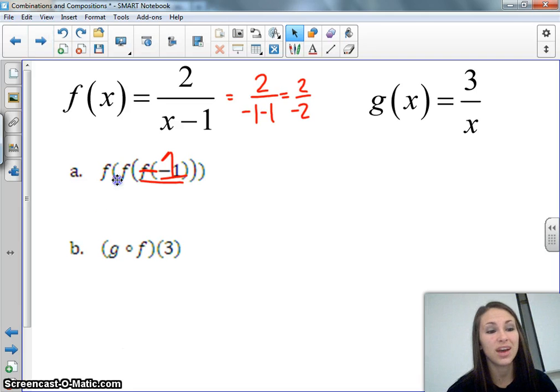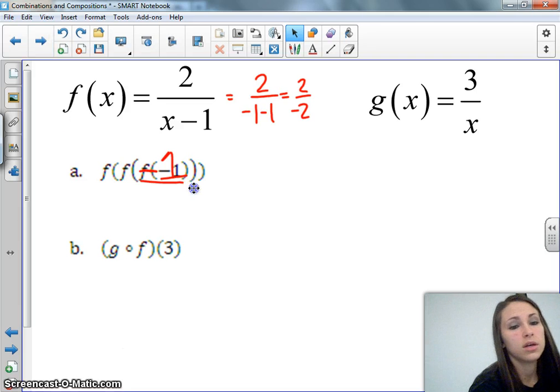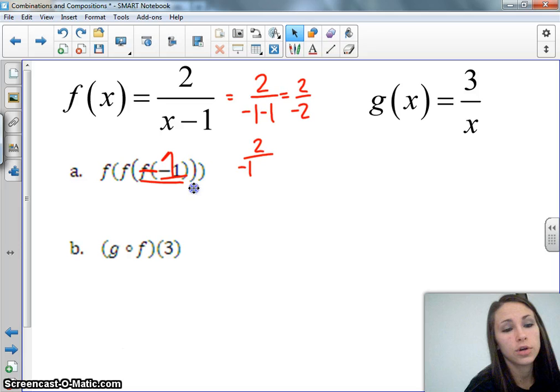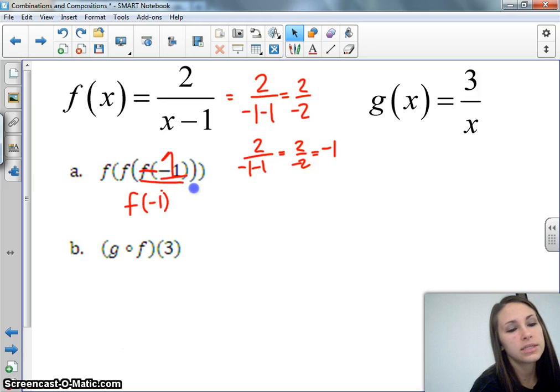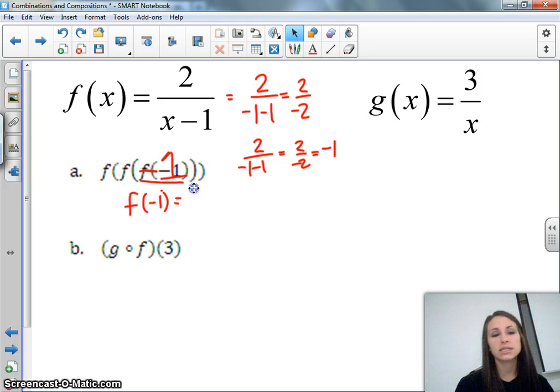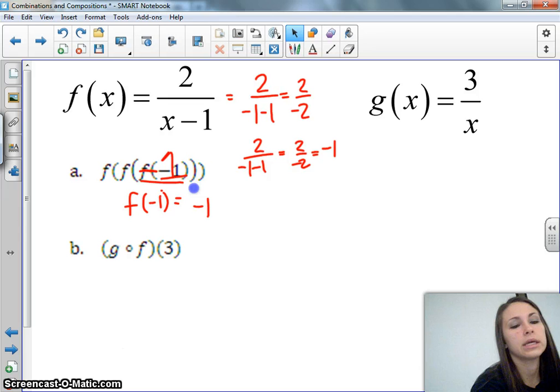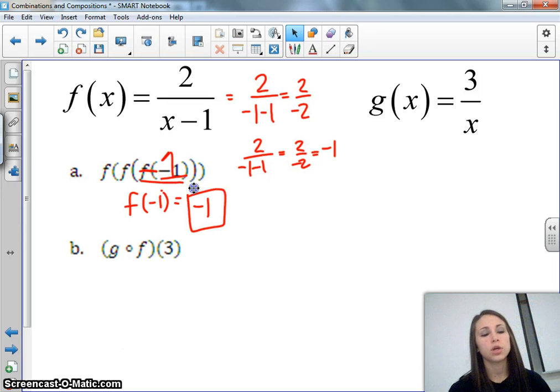So now I'm doing f of negative 1 again. And so that, again, is just going to be 2 over negative 1 minus 1, which is 2 over negative 2, which is negative 1. And so when I do the last f of negative 1, I'm going to do the exact same thing, and I'm going to get out, again, a negative 1. And so my final answer there should just be negative 1.